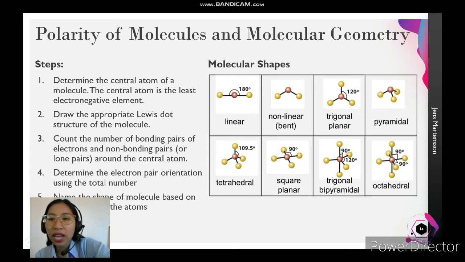Next is trigonal planar. For trigonal planar, you have 3 bonded pairs.